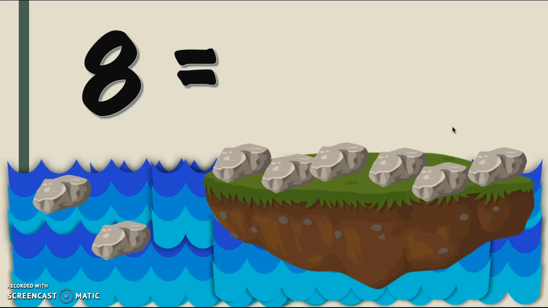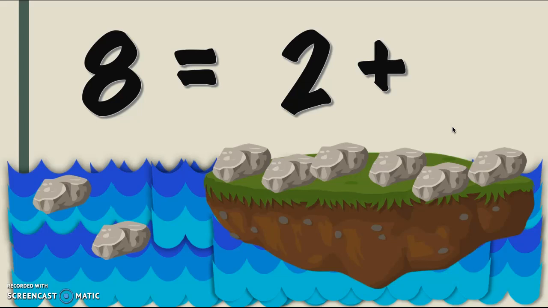Okay, let's count those. Let's count the water rocks. 1, 2. So let's go ahead and write a 2 up on our number sentence. 8 is equal to 2 plus, can you go ahead and try to figure out what that other number is going to be? You can press pause while you figure it out, then press play to check yourself, okay?